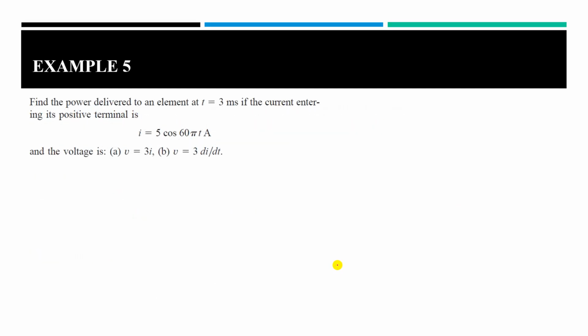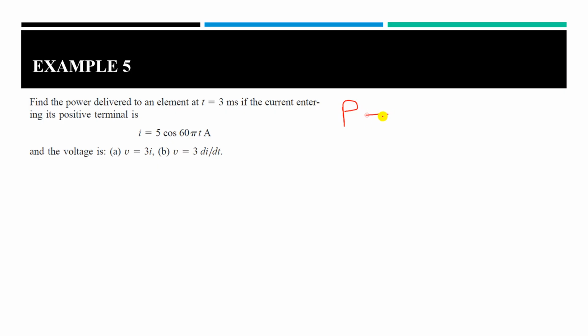Now let's have another example. Find the power delivered to an element at time equals 3 milliseconds. So we need the power at a certain instant. If the current entering its positive terminal is I equals 5 cosine 60 pi t amperes, then in the first case we have V equals 3I, and in the second case we have V equals 3 di/dt. So first we need the power.